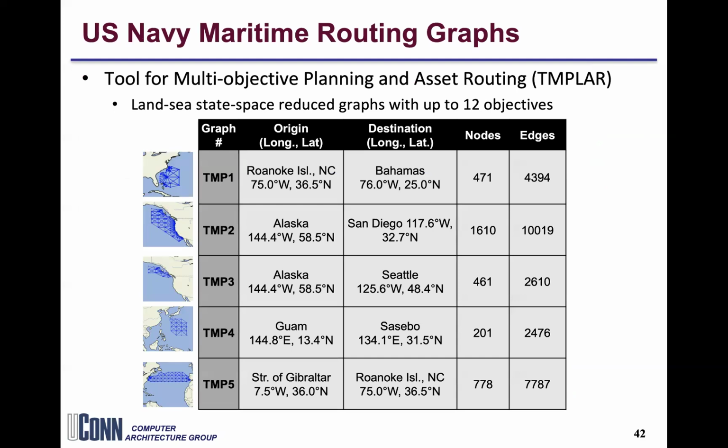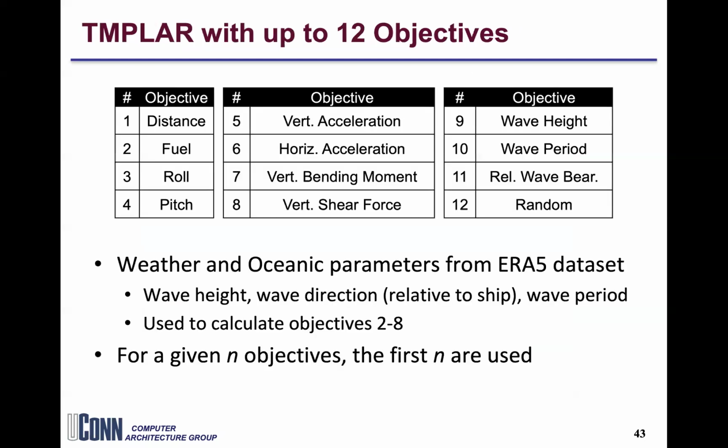We have a US Navy's maritime routing graph. This comes from this template system. It's a future Navy capability, and it's an open source tool that generates these graphs. So we generate these graphs. These are state space reduced graphs, so they look small, but they are massive in terms of their computational complexity when it comes to objectives.